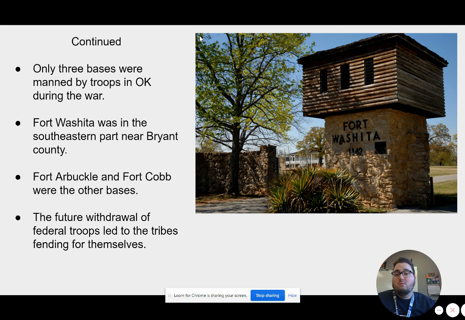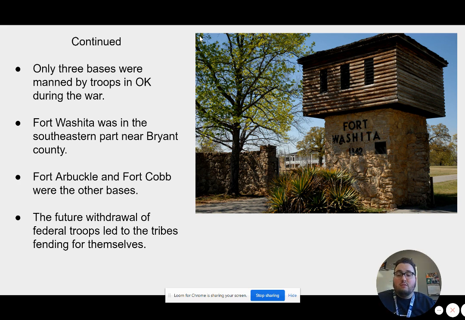Okay, so the Union realizes that they have a small amount of troops left at these forts. So they advise them to make their way north and hopefully join back up with the main parts of the army. Okay, Fort Arbuckle and Fort Cobb were both other bases, and also Fort Gibson. These are minor forts. Fort Gibson is a major fort in Oklahoma history.